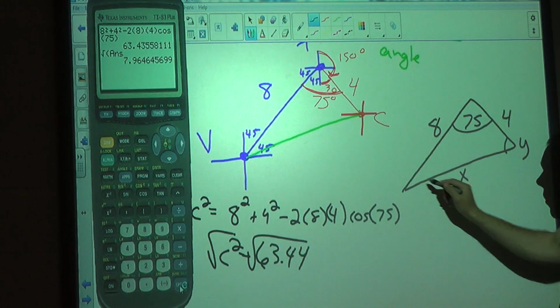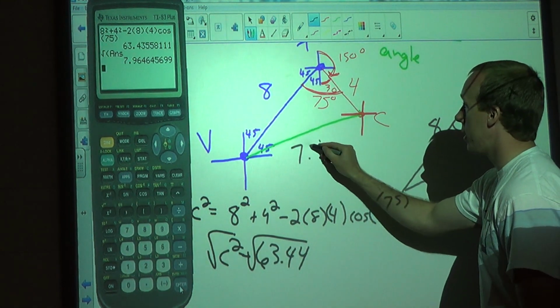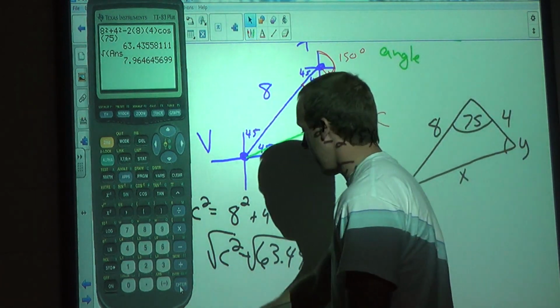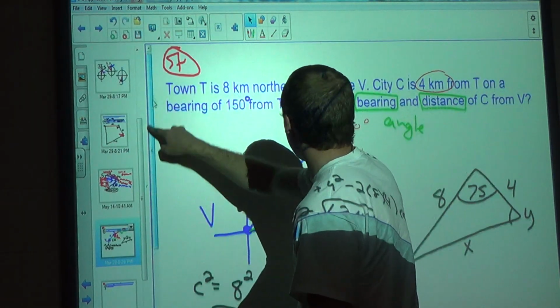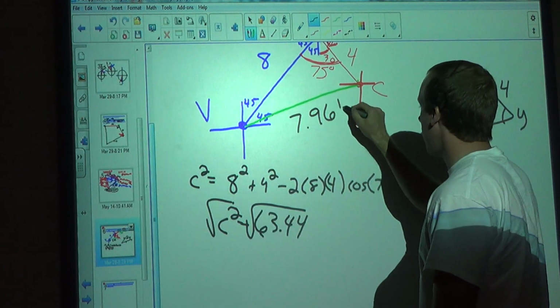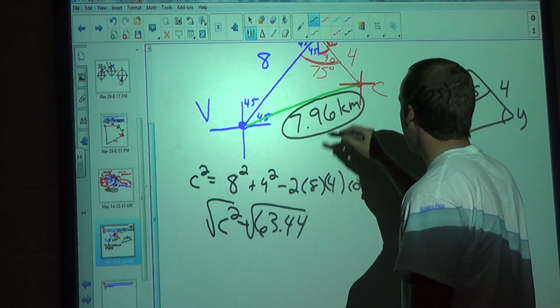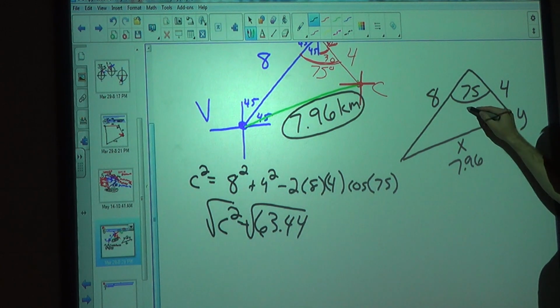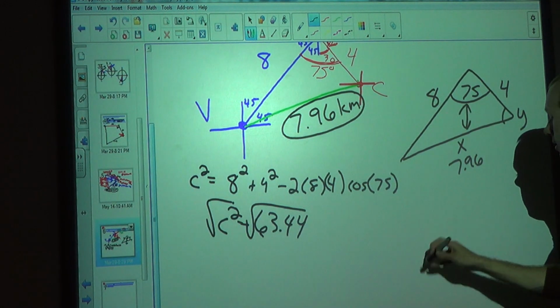So the distance here would be 7.96 miles, I'm guessing, kilometers, I don't know. What does it say here? Kilometers. Okay, so I found the distance. I now need to find the angle. If I know this is 7.96, can I now do law of sines?